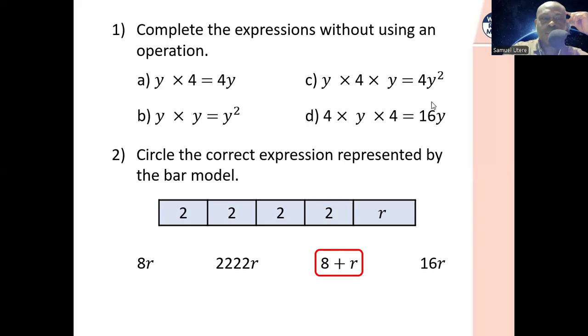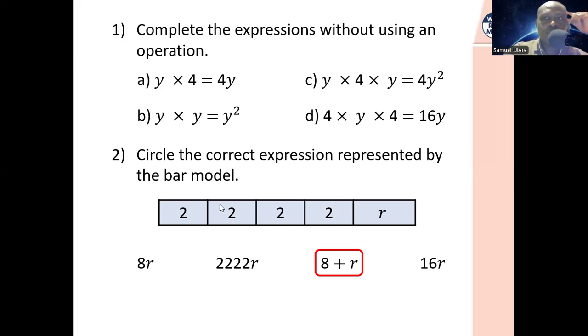And then that's the same for 1b. And then for 1D, you remember when we multiply two numbers, we multiply the numbers and then we write the letter next to the result of the multiplication of those numbers. So our answer should be 16y.